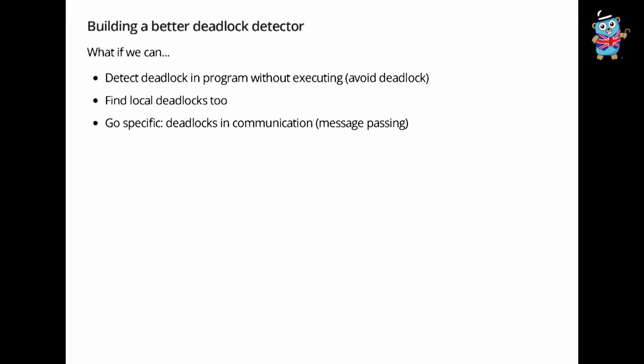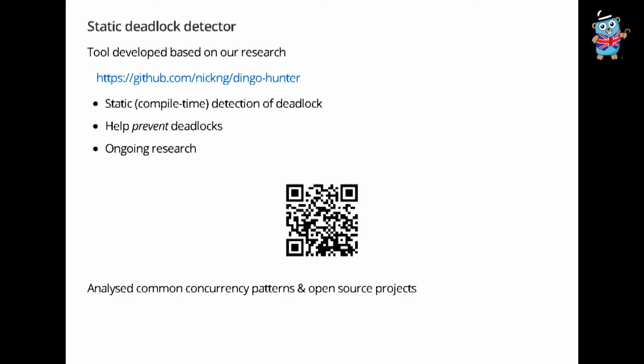So how do we do that? We developed a deadlock detector based on our research, and it's on GitHub, and you can download it and try it. It's a compile-time deadlock detector. So instead of running a program, it actually allows you to detect a deadlock when you compile the program. And it helps prevent deadlocks, and most importantly, it's still ongoing research, so you will probably see more improvement over time. But so far, we've been able to analyze common concurrency patterns and 1 or 2 open source projects with up to a few hundred lines of code.